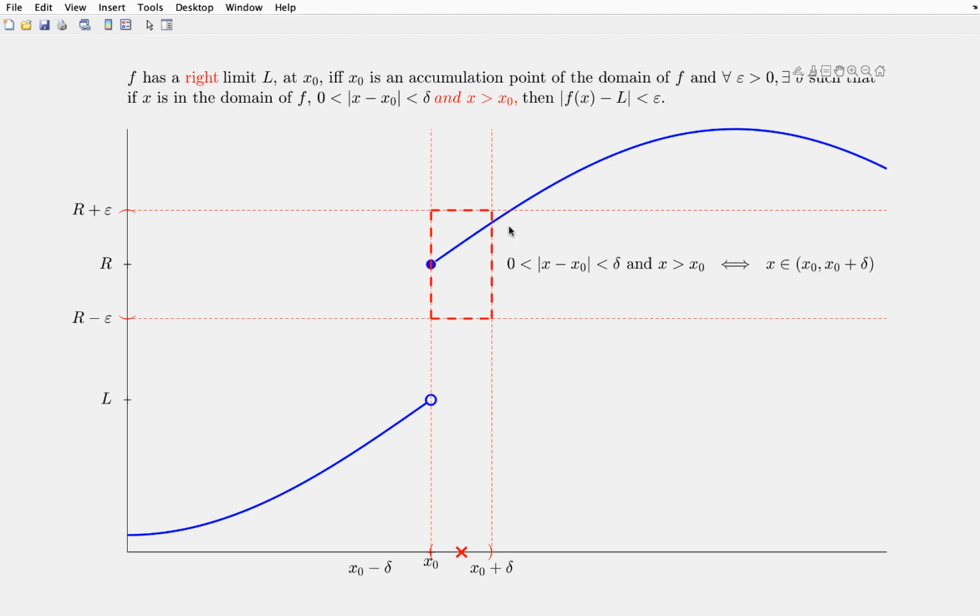So that's the definition of a right limit. We're really considering what happens as x approaches x naught from the right. So while this function here does not have a limit, it does have a left limit, and it does have a right limit.